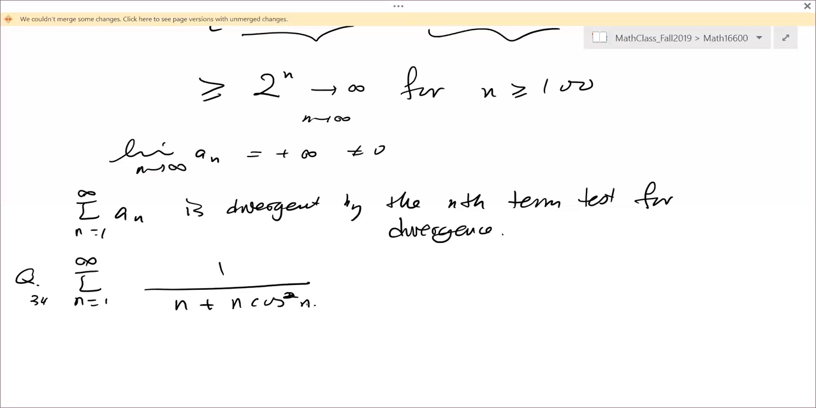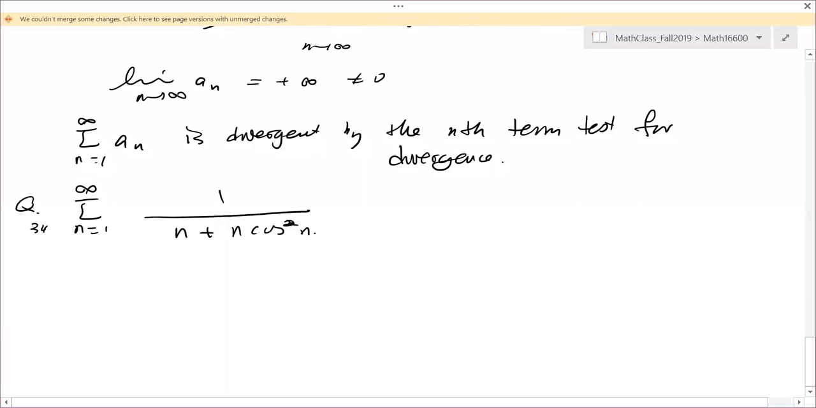Comparison. But first of all, you get a rough estimate. Is it divergent or convergent? Which one do you want to compare? Comparison test, right? So n plus n cosine squared n is n times 1 plus cosine squared n. But that number is always between 1 and 2. So that means it's greater than or equal to n. So now you get a rough idea.